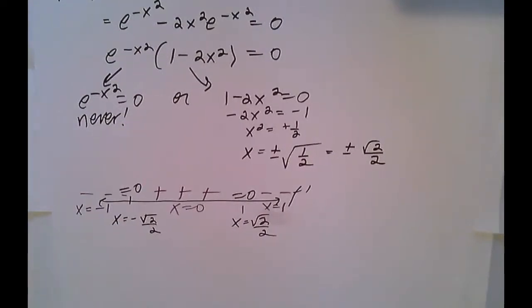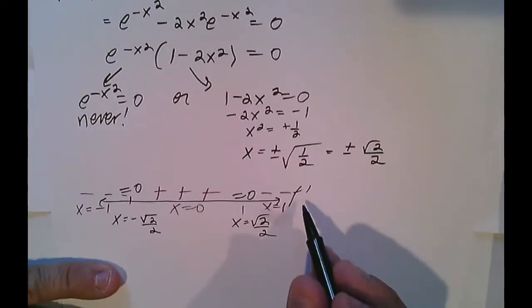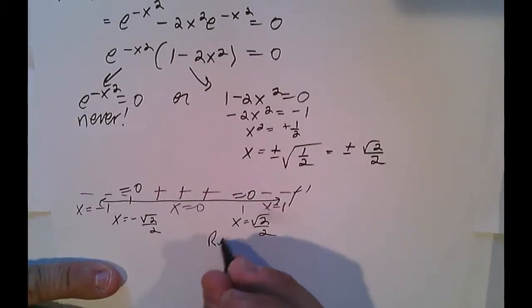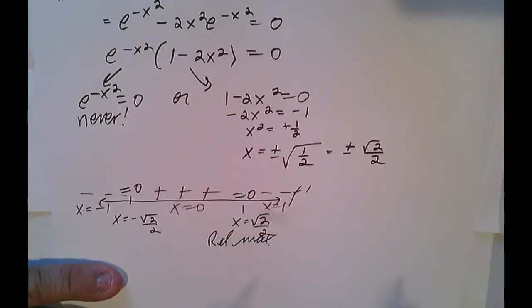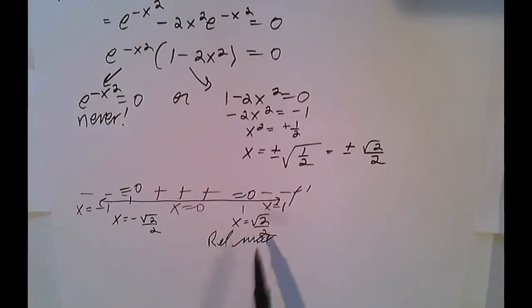And so what are we looking for? We're looking for a relative max. A relative max occurs when f prime changes from positive to negative, so that must be here at x equals the square root of 2 over 2.